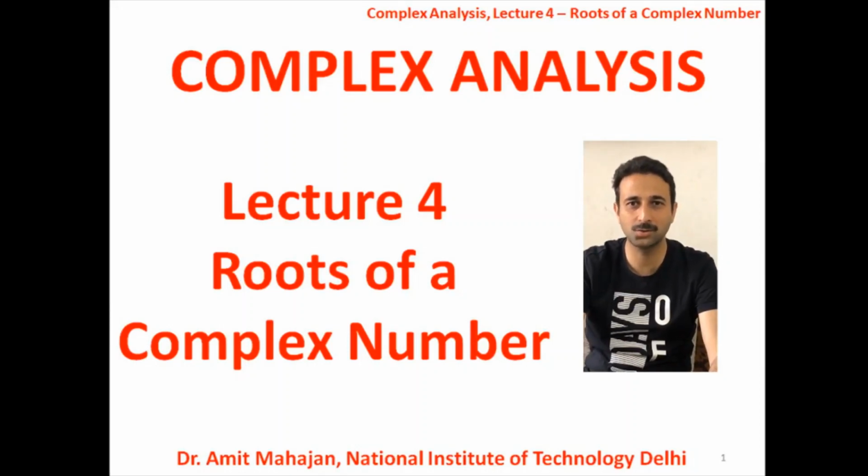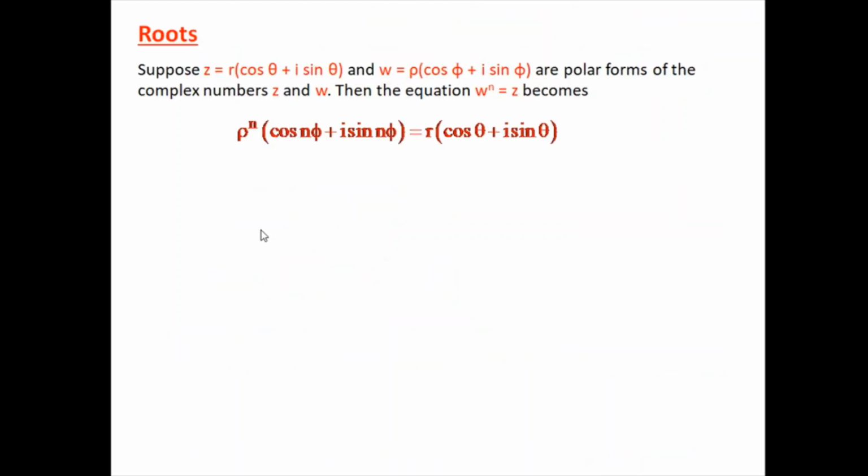Today we are going to talk about roots of a complex number. So for the roots of a complex number, suppose that you have a complex number z which is x plus iy written in polar form as r times cos theta plus i sin theta. And there is another complex number w which is written in polar form as rho cos phi plus i sin phi. So here r is the radial and theta is the angle for z, and rho is the radial and phi is the angle for w.